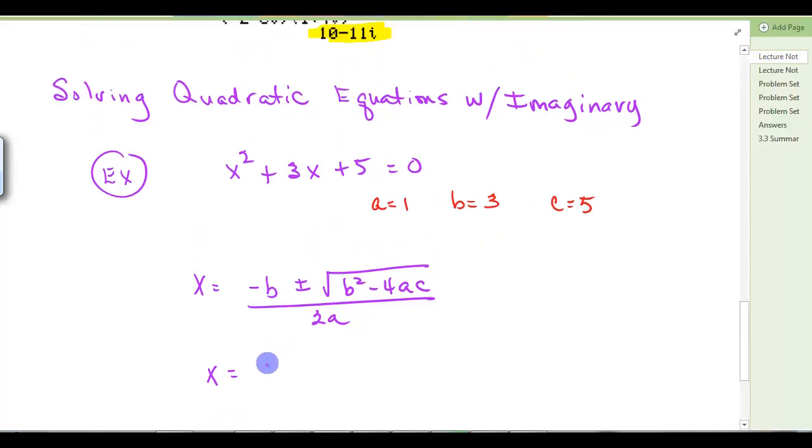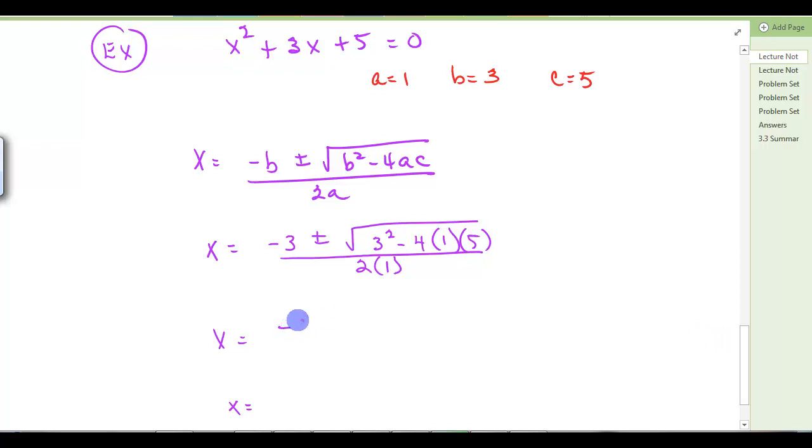So we plug in the parts that we have. We have -3 plus or minus the square root of 3 squared minus 4 times 1 times 5, all over 2 times 1. And then we begin to clean that up: -3 plus or minus the square root of 9 minus 20, over 2.